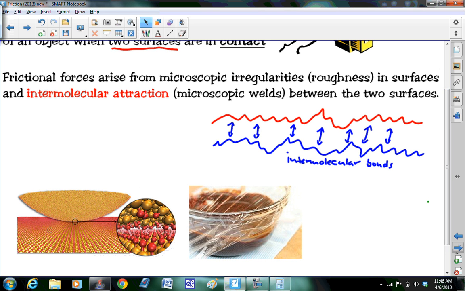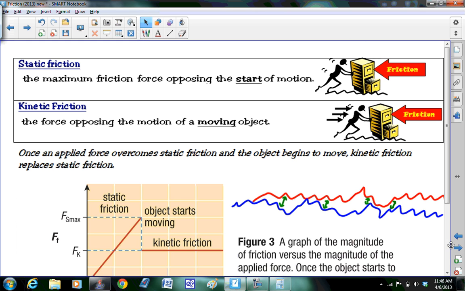Okay, now, when we look at motion, you probably already realize that there's two types of friction that affect motion. So the first type of friction is static friction. This is friction that affects objects that are not moving. So you're trying to get something to move in the first place. And then there's also kinetic friction. This is the force that's opposing the motion of objects that are already moving.